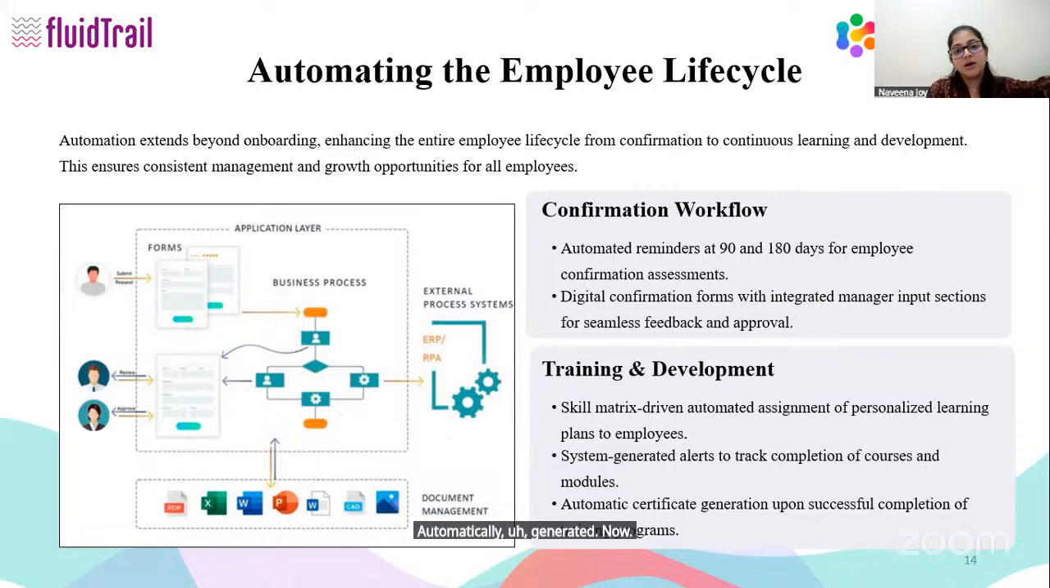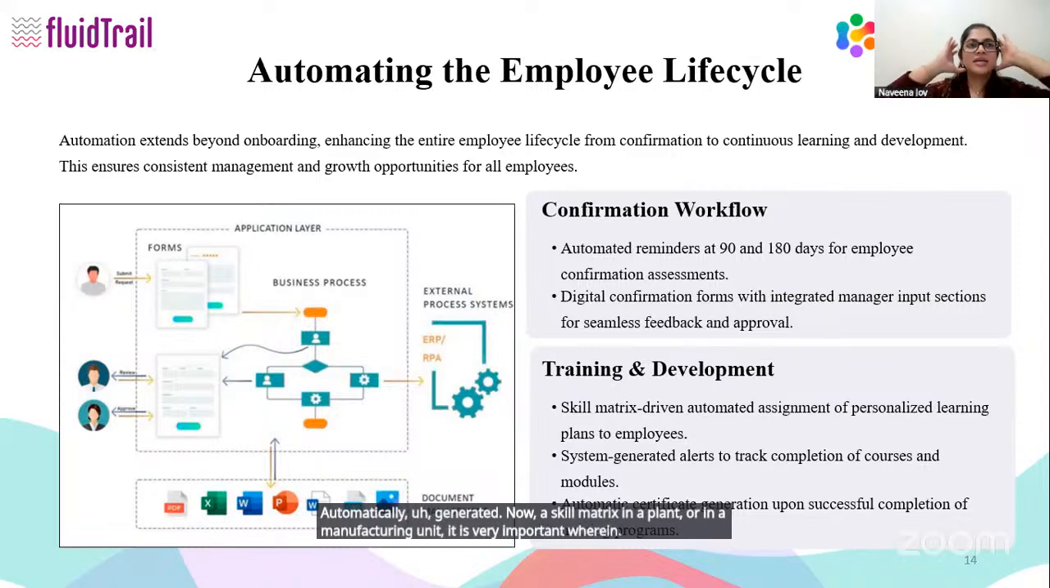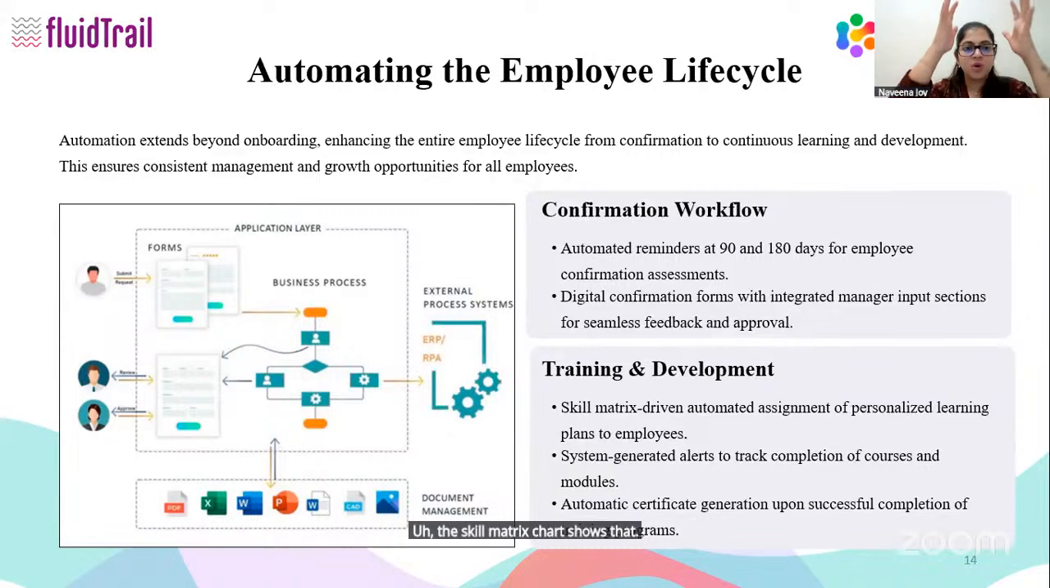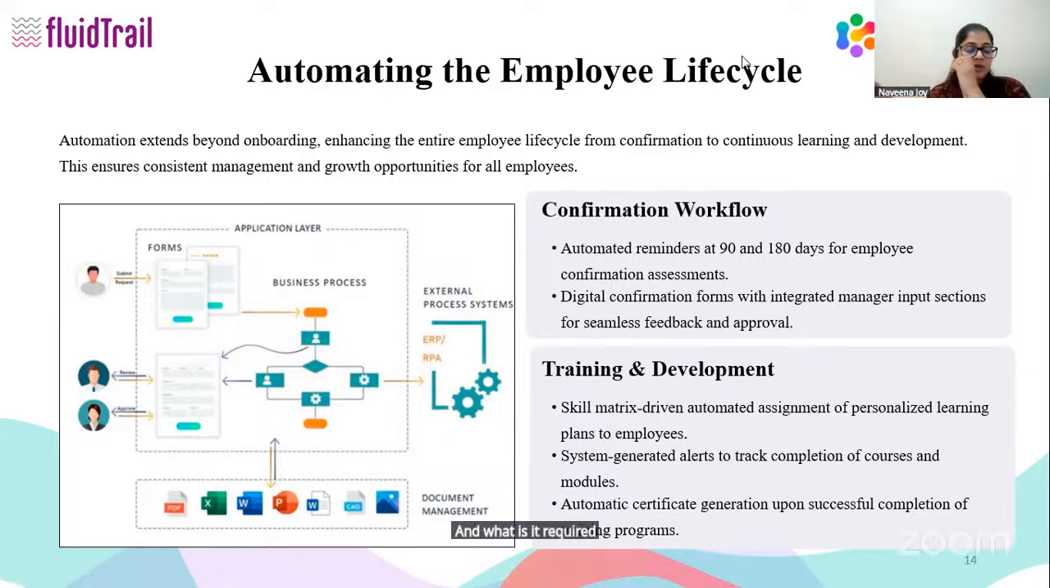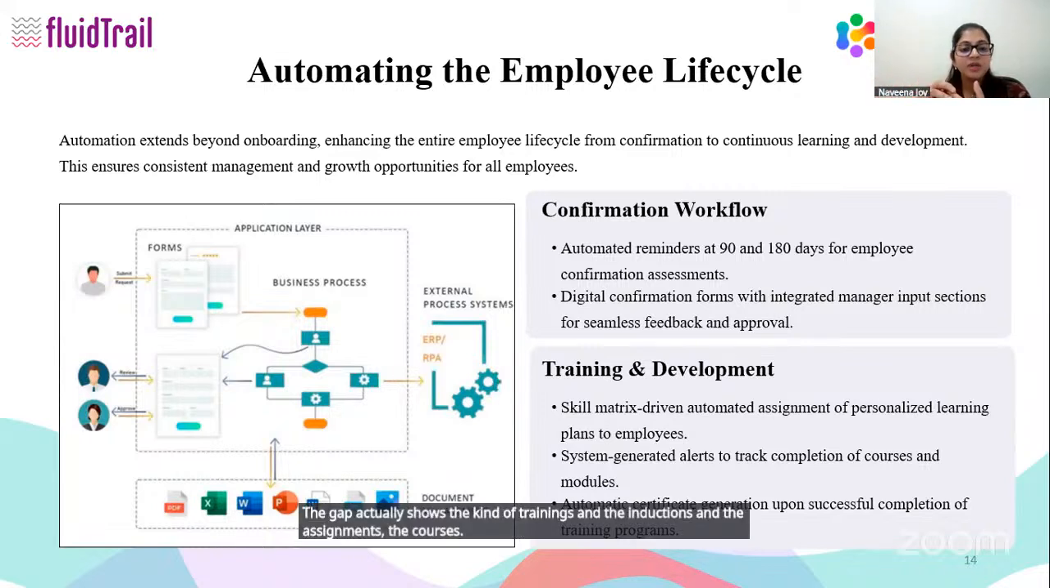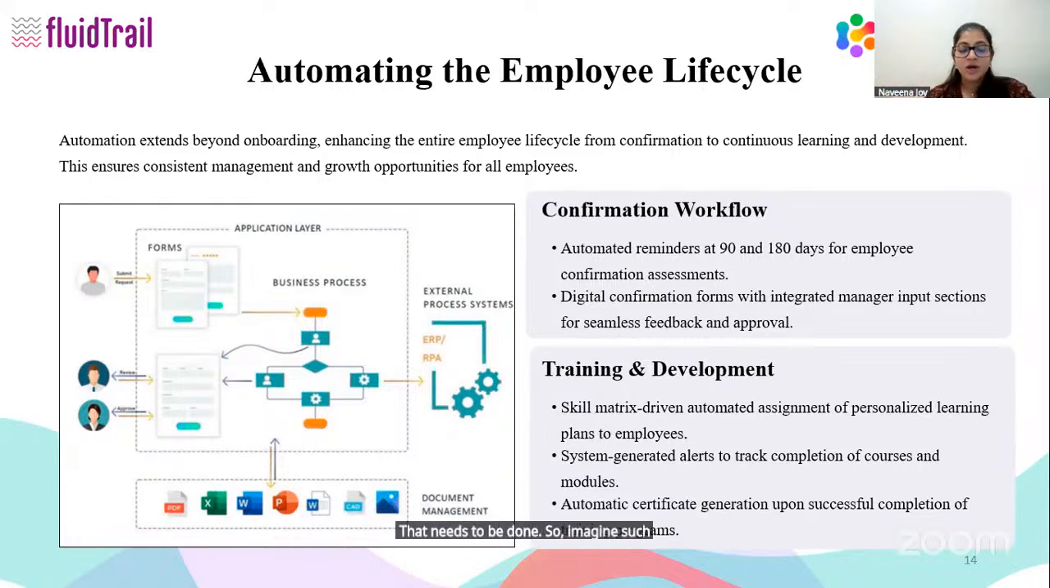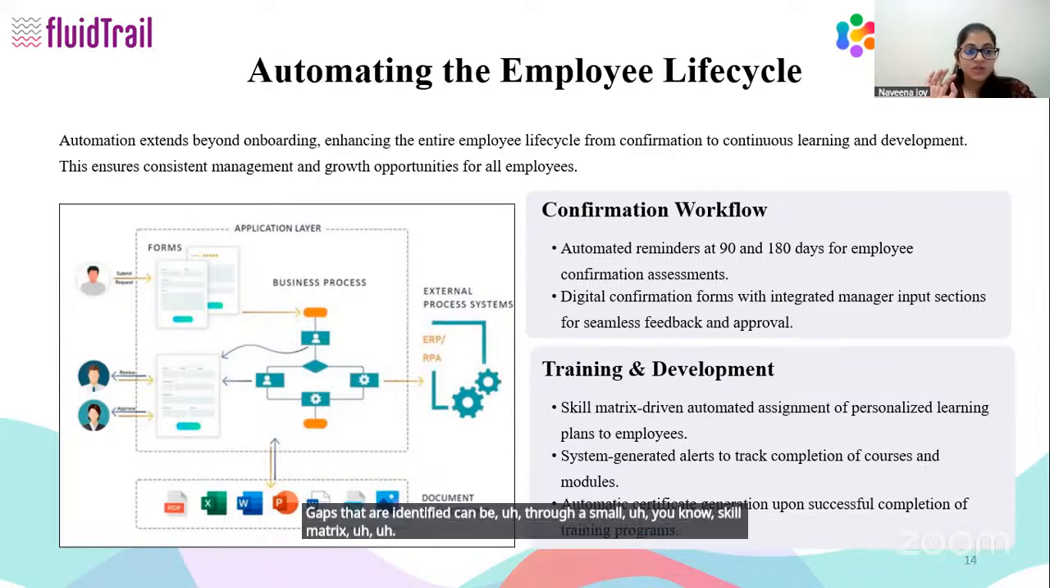Now, a skill matrix in a plant or in a manufacturing unit is very important, wherein the skill matrix chart shows what the employee is currently at, what stage he or she is in terms of skills and on the job training, and what is required for the person to perform a certain kind of task. The gap shows the kind of trainings, inductions, assignments, and courses that need to be done. So imagine such a whole learning process, or the learning gaps that are identified, can be handled through a small automated skill matrix system. So this is very, very important.